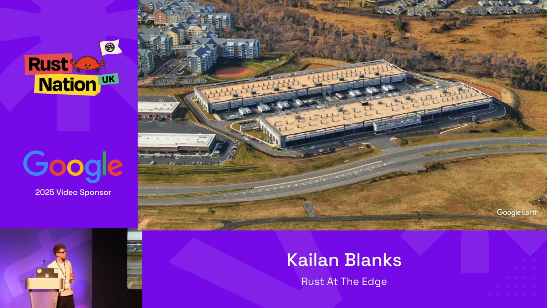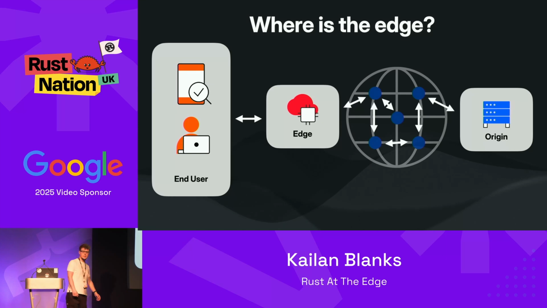And I've put together a little graph to demonstrate that. In an ideal situation, the edge, where you run code at the edge, is between your origin, which is where your data is stored, and your end users, but close enough to your end users that you're not transiting the internet for as much as possible. You want it to be close so that they get a low latency response.